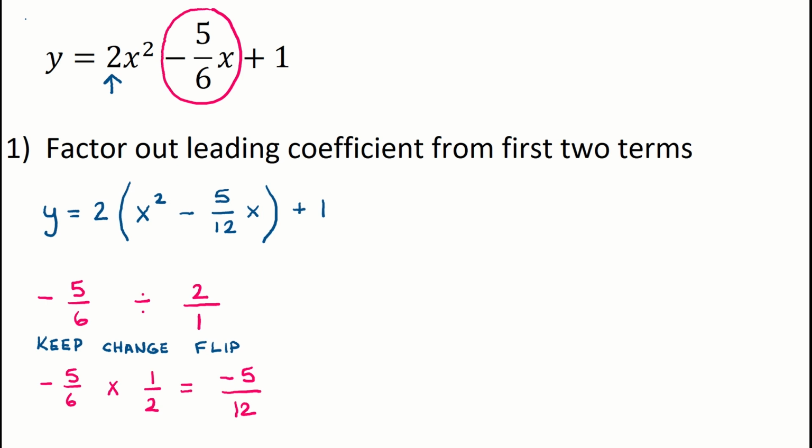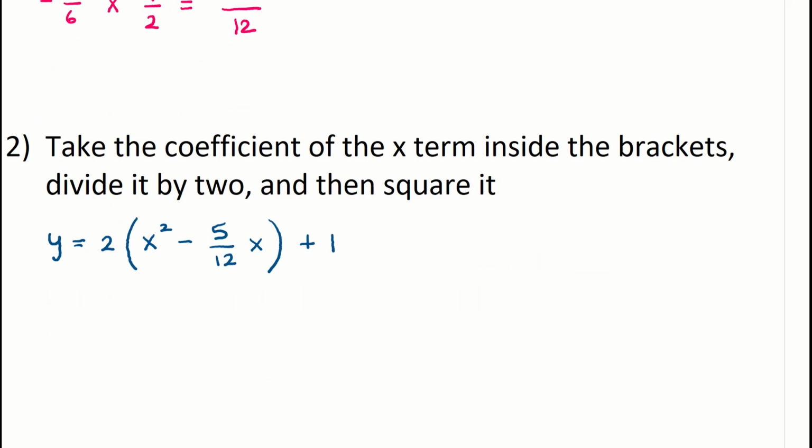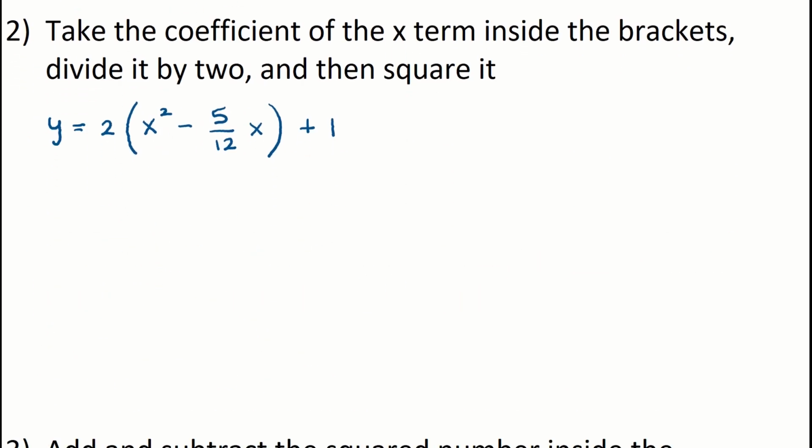Now let's look at our second step. Our second step is to take the coefficient of the x term inside the brackets, divide it by 2, and then square it. So we're looking at the negative 5 over 12. We want to divide that by 2, and then we're going to square it. So we have negative 5 over 12. We want to divide that by 2. And remember, same thing as before. We're going to change the 2 to a 2 over 1. And then we're going to use keep, change, flip to figure out what this turns into.